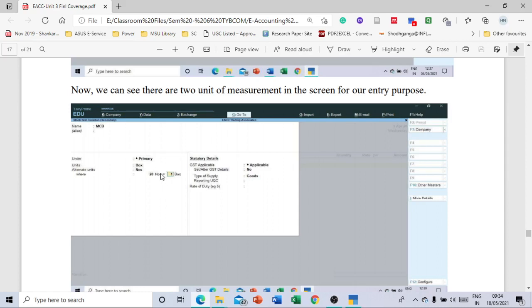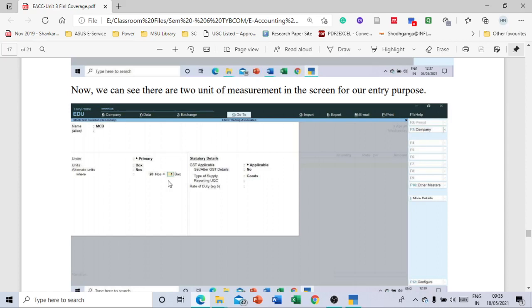So here the equation I have framed is 20 nums is equal to one box. You can see it is already there, whereby it is asking for the equation, how you want to keep it: box is equal to nums, or nums is equal to box. That is up to you, and you have to determine it.